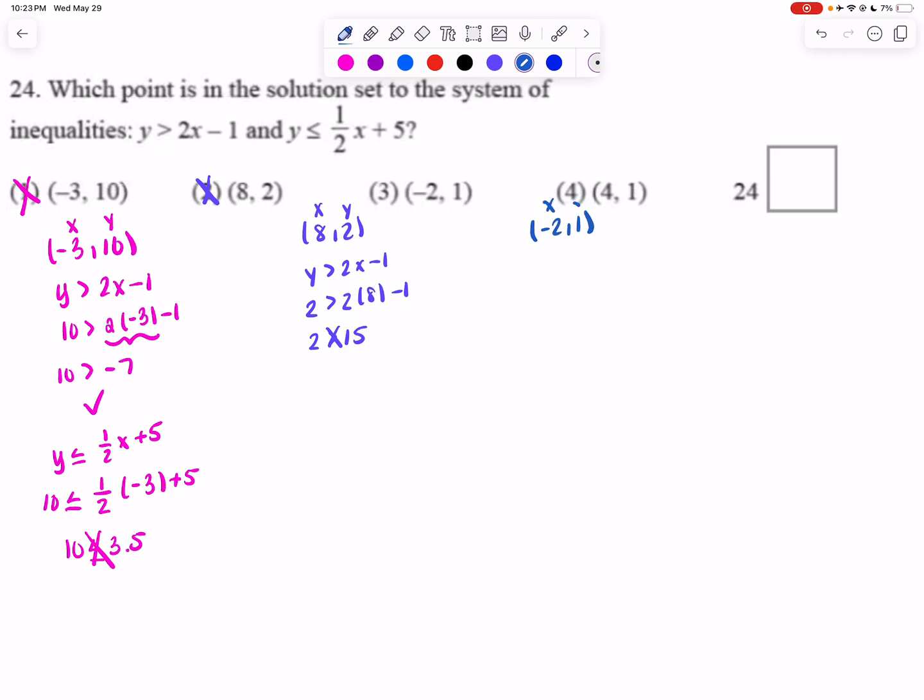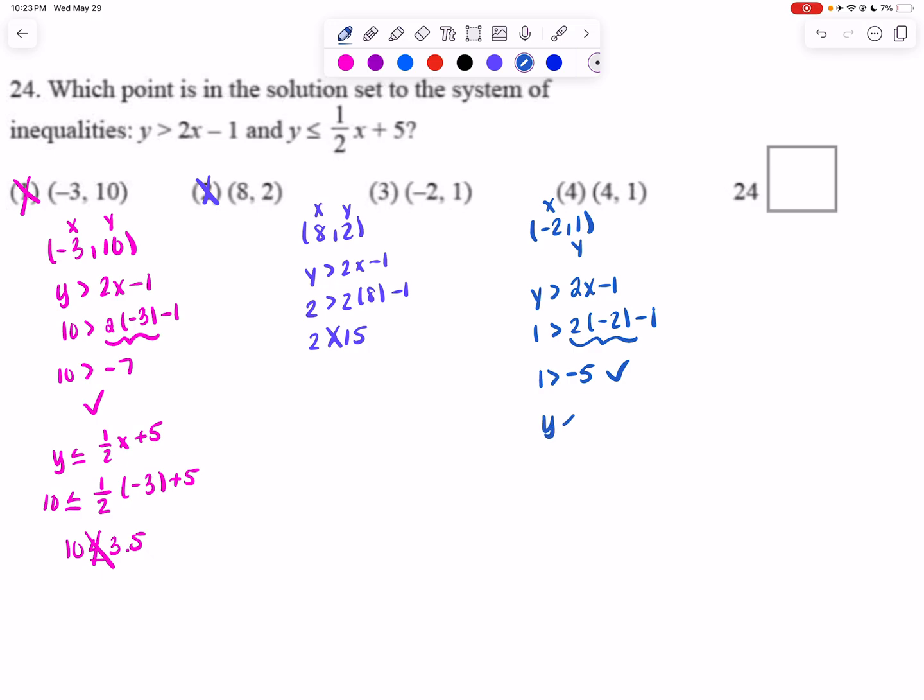Now I'm going to try the negative 2, 1. Negative 2 is my x value. 1's my y value. Now I'm going to plug it into my first inequality, which is the y greater than 2x minus 1. So I have 1 greater than 2 times negative 2 minus 1. If I type this into my calculator, I will get negative 5. And that's true. 1 is greater than negative 5.